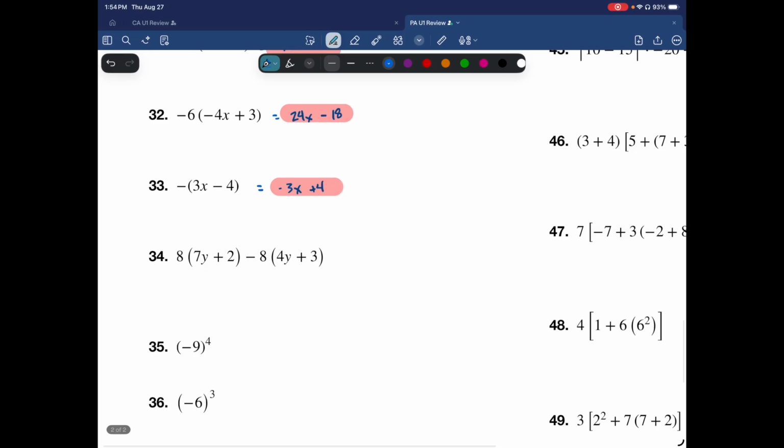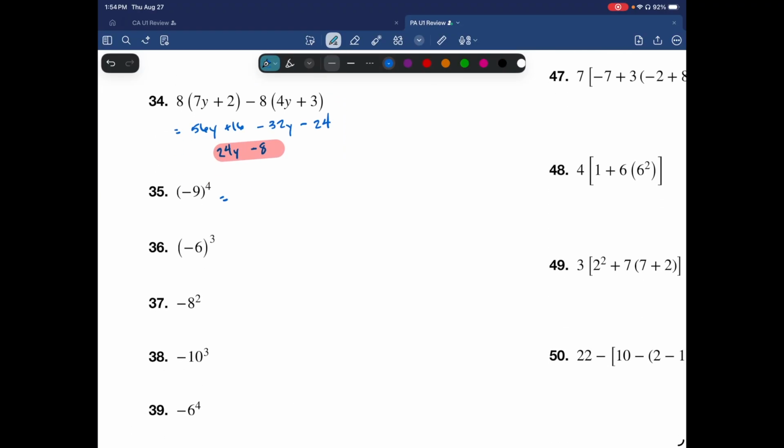34. So let's come down here. Let's see, it's going to be 56y plus 16. Distribute the negative with the 8. So it's going to be minus 32y, 32y minus 24. Okay. Let's see, we got like terms. So 56 minus 32, that's going to give me 24, 24y. And then 16 minus 24 is going to be minus 8. So 24y minus 8. All right.